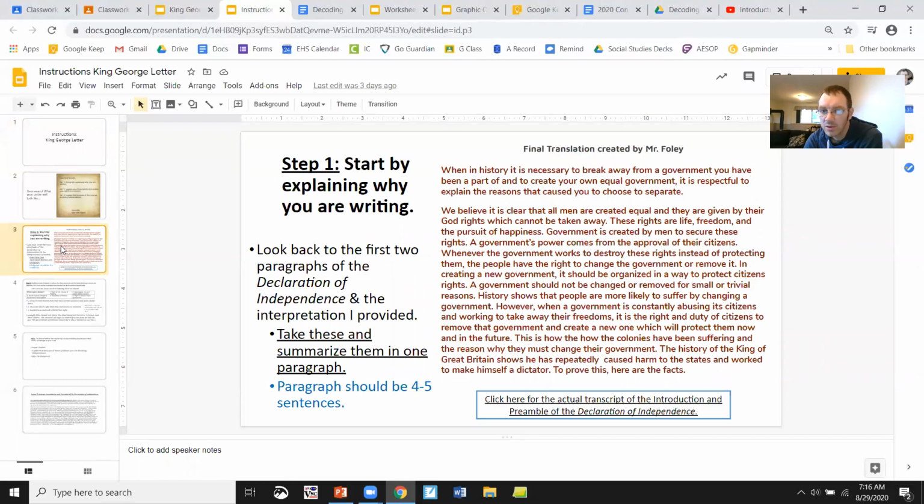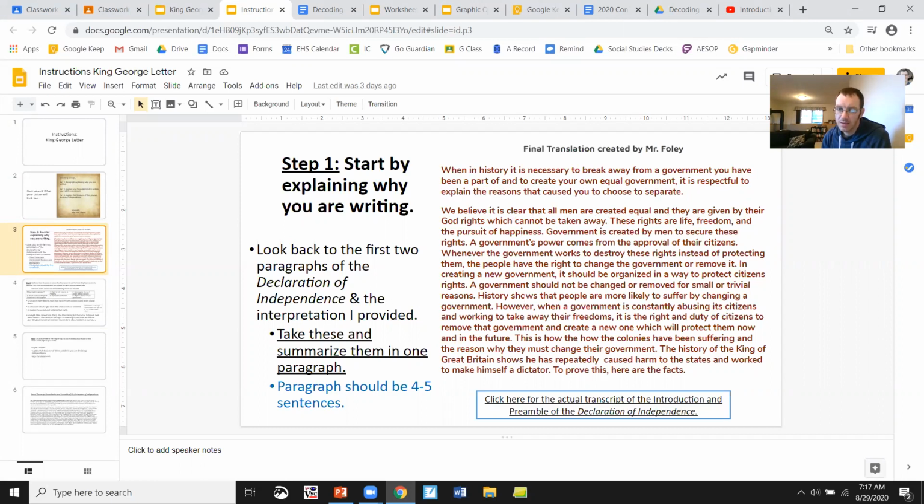Okay. So when we look at part one, this is like looking at what we were watching for the preamble and the introduction of the Constitution. And when we looked at the preamble and the introduction, I gave you a more modern translation, which is this right here. Basically what you're doing is you're breaking that down and summarizing in a paragraph. So when you read through this, how could you really simply summarize what the American colonists are trying to say here? So that's step one: a paragraph that summarizes that introduction.